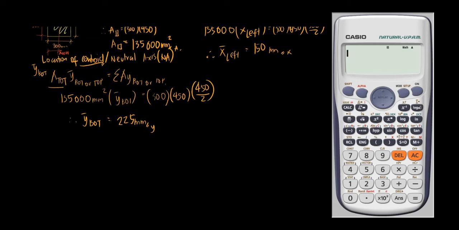Next is y bar. We just need to store 135,000 by y, which is 300 times 450 times 450 over 2. Shift, and then just shift store. For y you need to store the value of y.